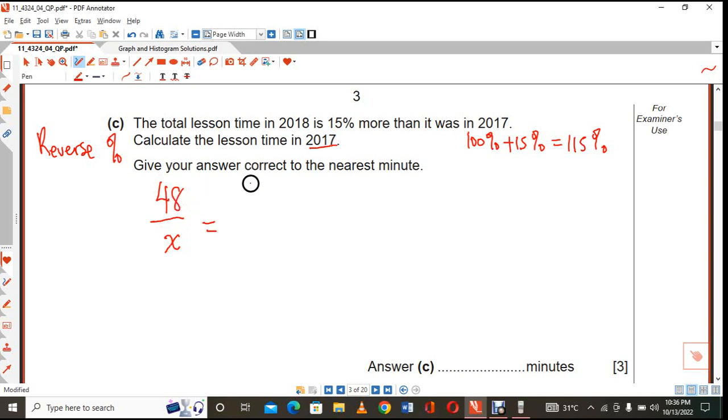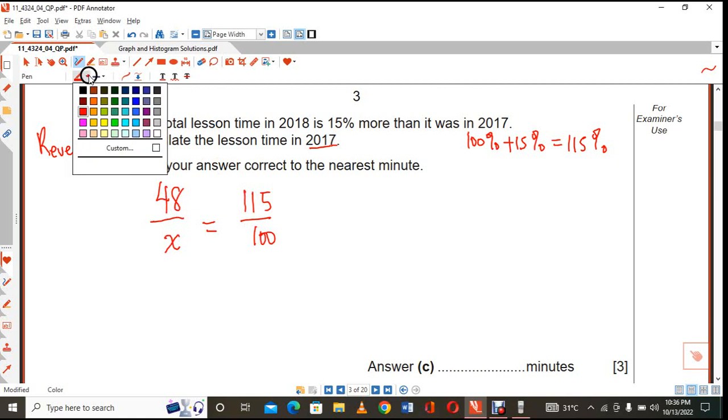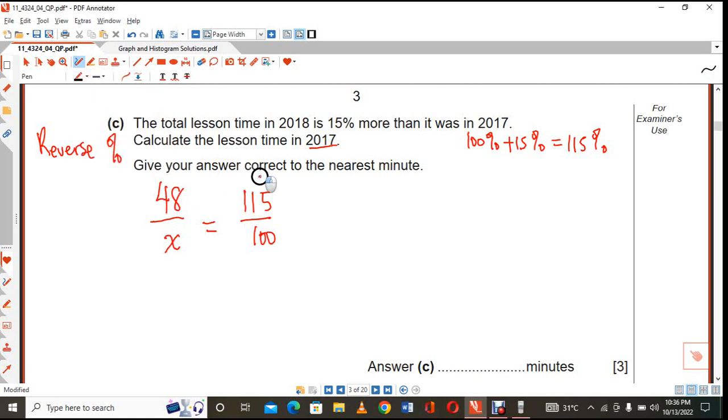But we know that this 48 minutes represents 115% more than what the person should do. So by looking at these equivalent fractions, you should see that the decimal over the denominator here should be less, because in 2017 it should be less than what it is in 2018. All right, so from here you can cross multiply.